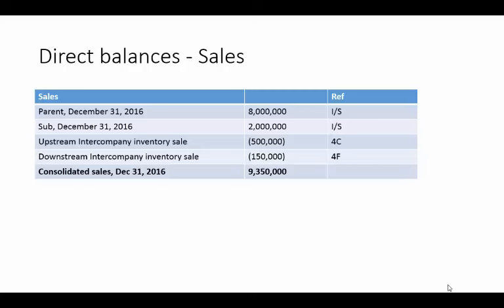When you're calculating your direct balances in your response, it is very, very important to include descriptions of where each of your numbers are coming from, and especially important to include references. So you can see in my right-hand column, I've said I pulled the parent and the sub's consolidated or non-consolidated sales balances from the income statement, and the $500,000 intercompany sale came from transaction 4C, the $150,000 from 4F. That way, if you pull the wrong numbers, or more likely you have an incorrect number in your entry, but you carry it through correctly, you'll still receive credit here.